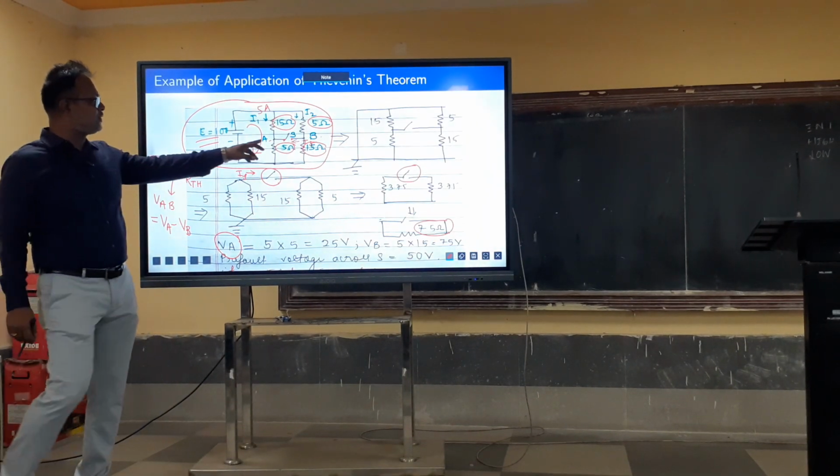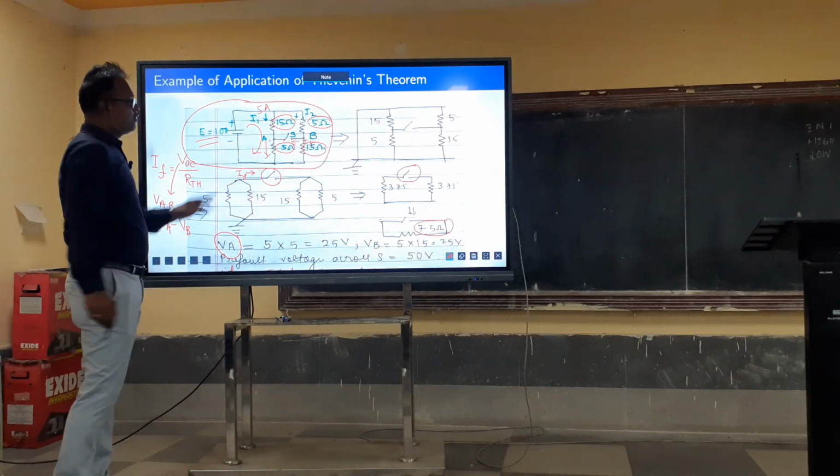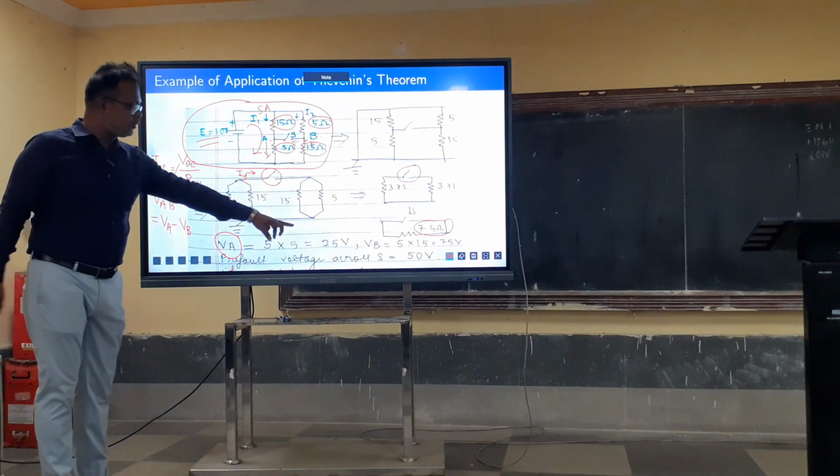Now what is voltage VA here? If 5 ampere is flowing through this, 5 into 5, 25 volt. So VA is 25 volt.